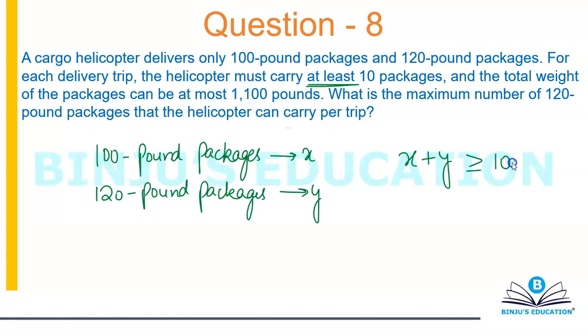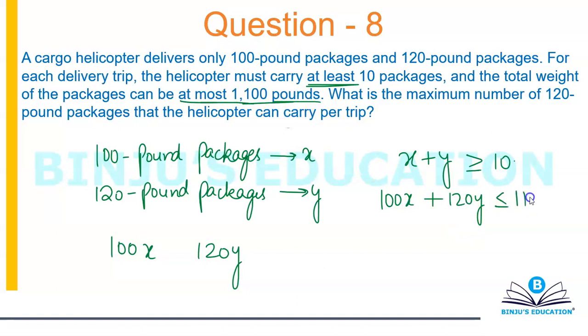And the total weight of the packages can be at most 1100 pounds. Now, if I have X packages of 100 pounds, I can say their total weight will be 100X. And if I have Y packages of 120 pounds, I can say that their total weight will be 120Y. So 100X plus 120Y, and this says at most. At most is less than or equal to 1100.